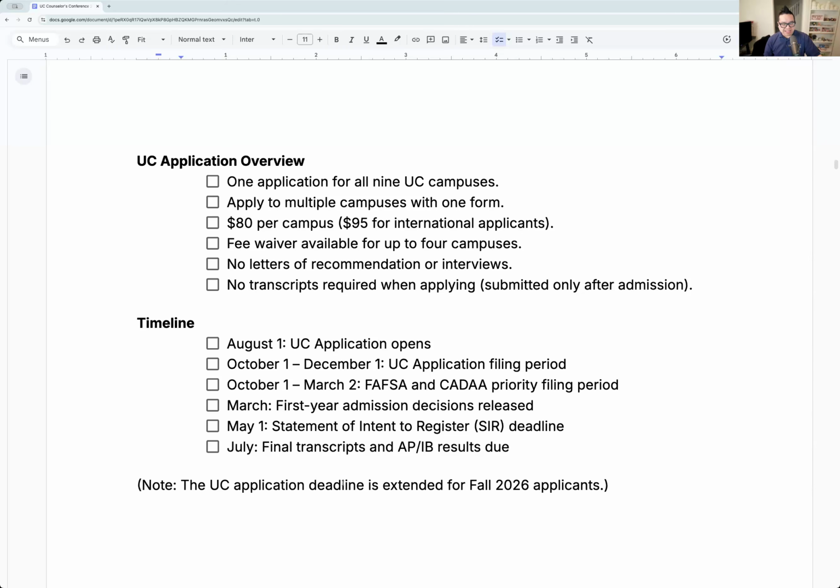Okay. The deadline's extended because it's usually November 30th. This year it is December 1st. So that's the heads up. Again, please don't wait until then, is the key.